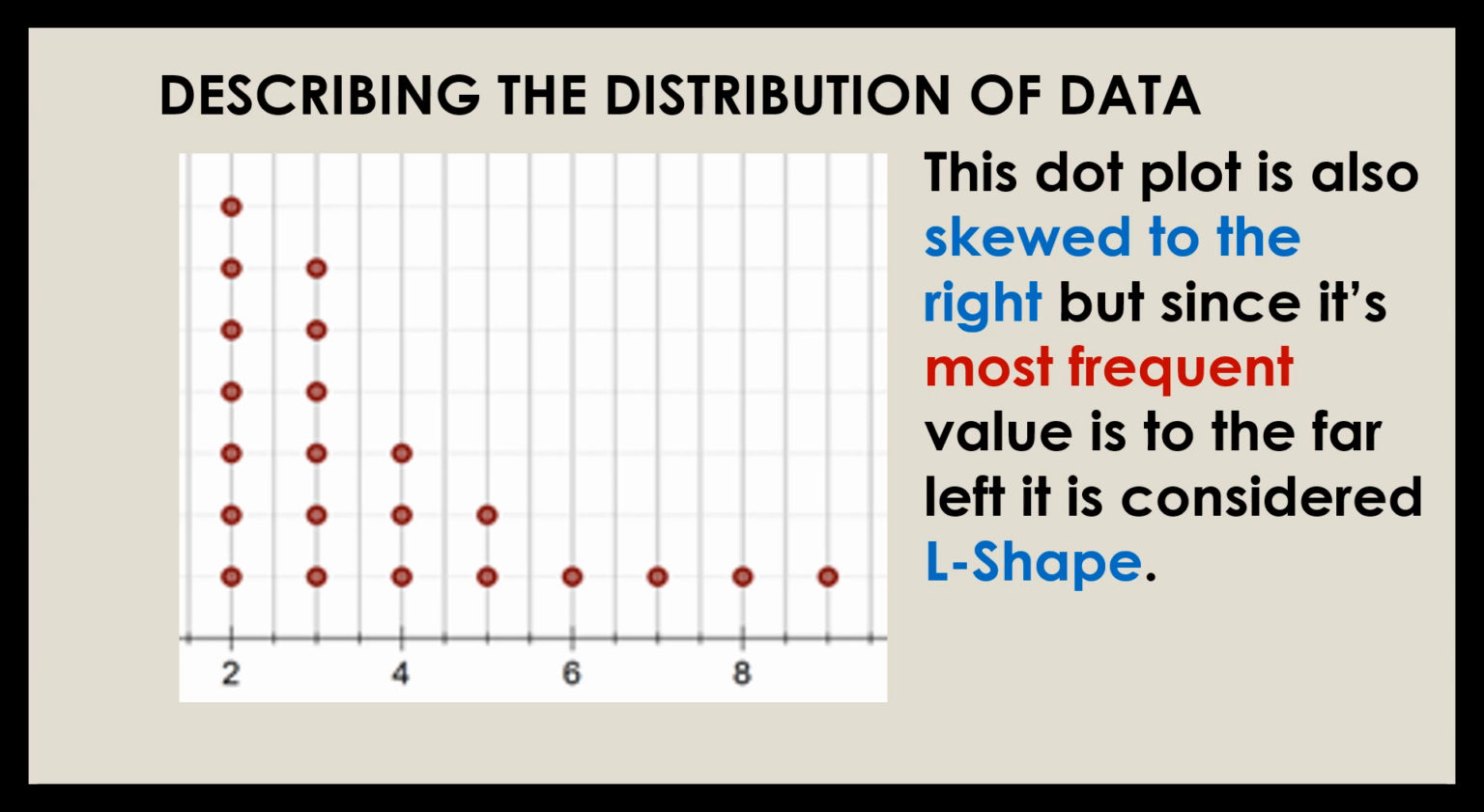Here's the next distribution. Very similar to the last one. I just cut it off slightly so that it would be a different shape. It's still skewed to the right, but since its most frequent value is to the far left, it is considered L shape.